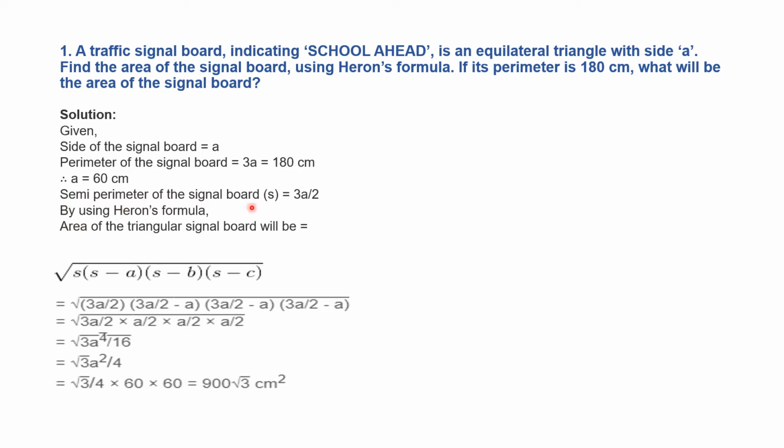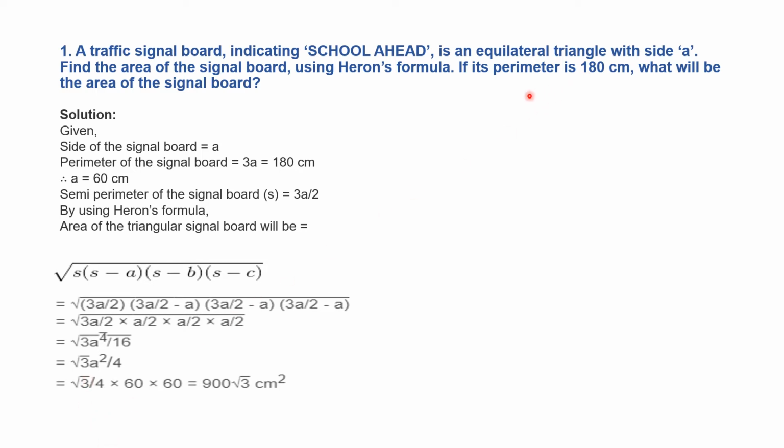Now semi-perimeter, as we have discussed in the previous video, is the sum of all sides upon 2. In Heron's formula, we will put this as the semi-perimeter. So this is our Heron's formula, square root of s into s minus a, s minus b and s minus c. Instead of s we will put 3a upon 2. Then 3a upon 2 minus a, three times, the same side. So here we are getting 3a squared upon 4 as the result.